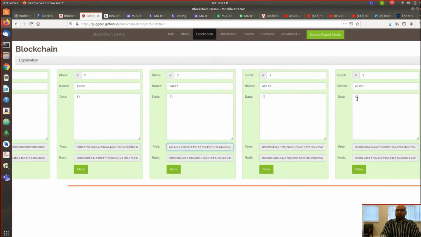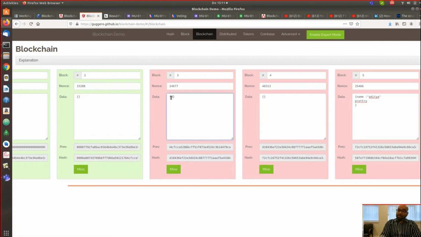Suppose I have to store some data, whatever you want, because right now with no data it doesn't mean anything. Let's say that you store name and your property, whatever you want. But you see it's red now. Why? Because the hash is not as it was supposed to be. There is a rule to follow. So now you mine, you do that proof of work, so that you find this nonce and it becomes green. What happens when you go back in history and change something? All red. Why? Because every hash is not following the rule.